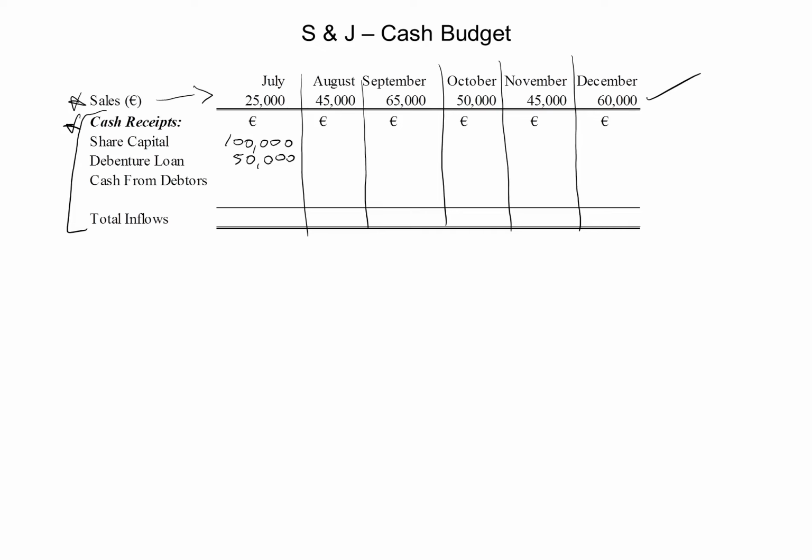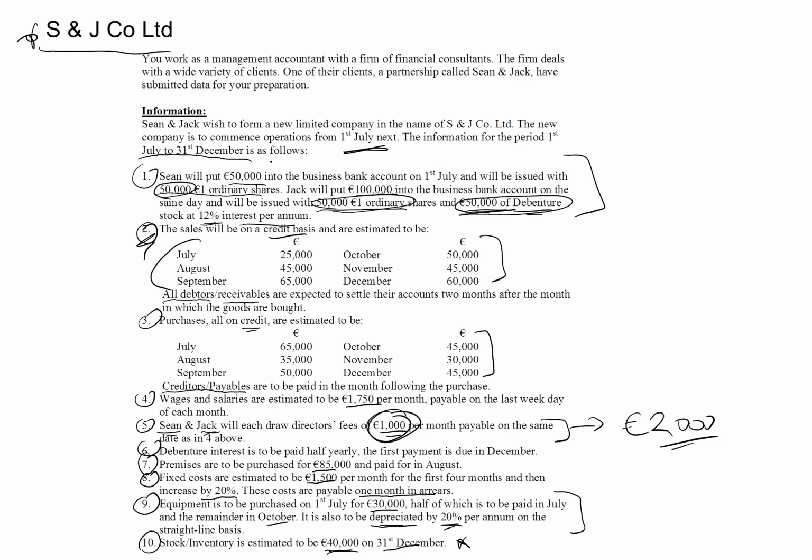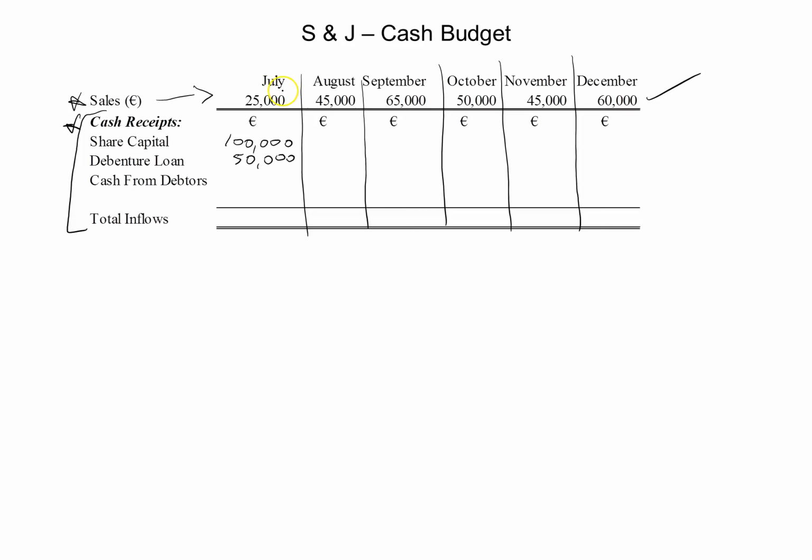Now what I need to work out is the cash inflow from the sales. So we need to go back and read the question. What it says here is all sales will be on credit, so we're not getting the money immediately, but the debtors or receivables are expected to settle their accounts 2 months after the month in which the goods are bought. So that would mean that the goods sold in July wouldn't come in July, they wouldn't come in August, but in fact the money would come in September. So the 25,000 from the sales in July will become a cash inflow in September.